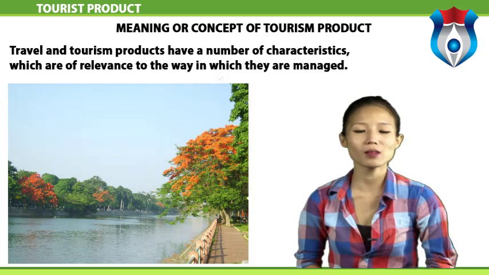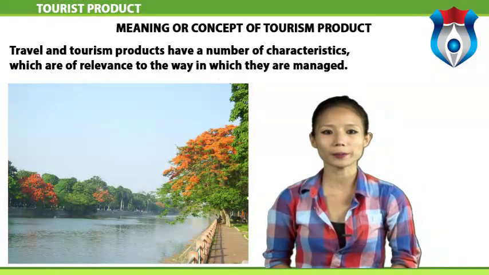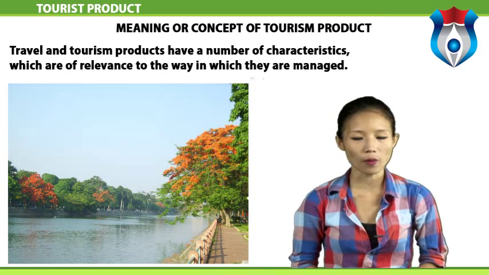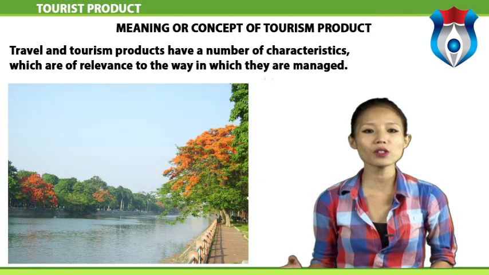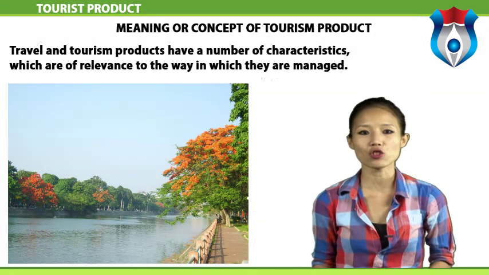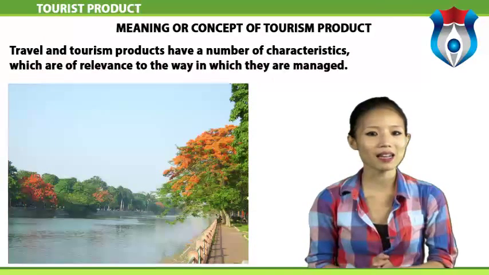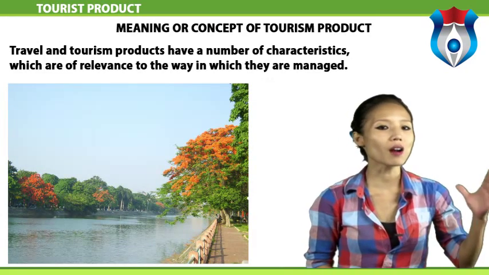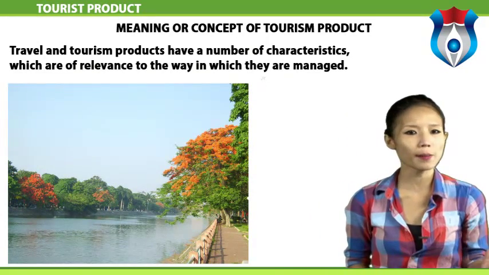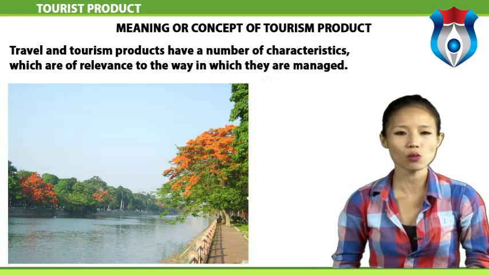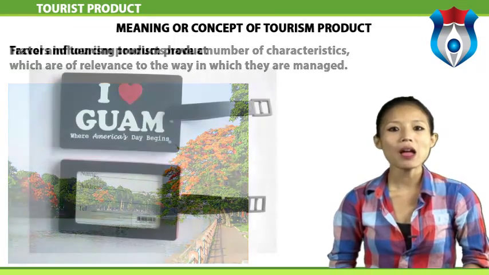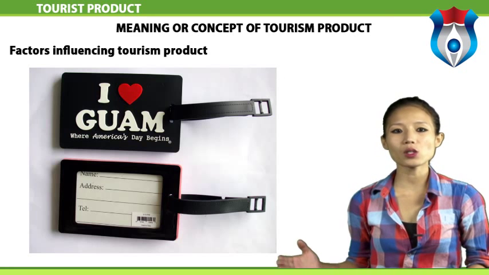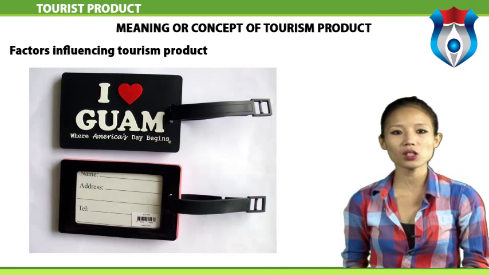Let us now discuss the meaning or concept of tourist product. Travel and tourism products have a number of characteristics which are of relevance to the way in which they are managed. These characteristics are discussed in the following section. While some of these features are common to all service products, some other characteristics are unique to travel and tourism products. Factors influencing tourism product: there are a number of factors which make services different from physical goods.